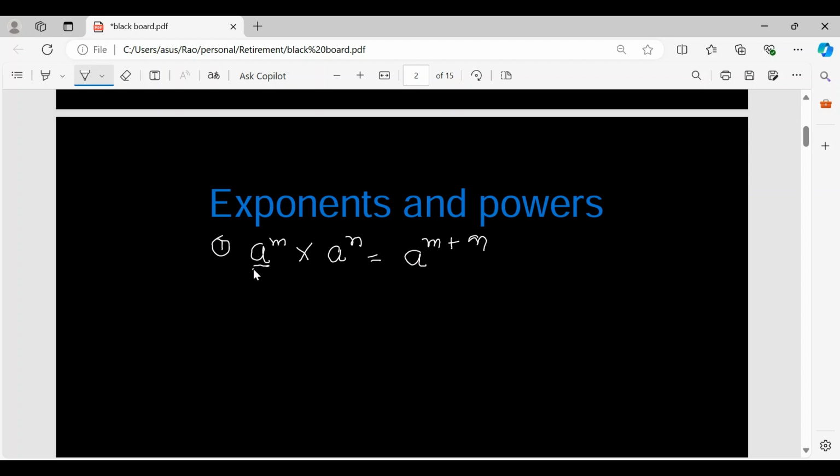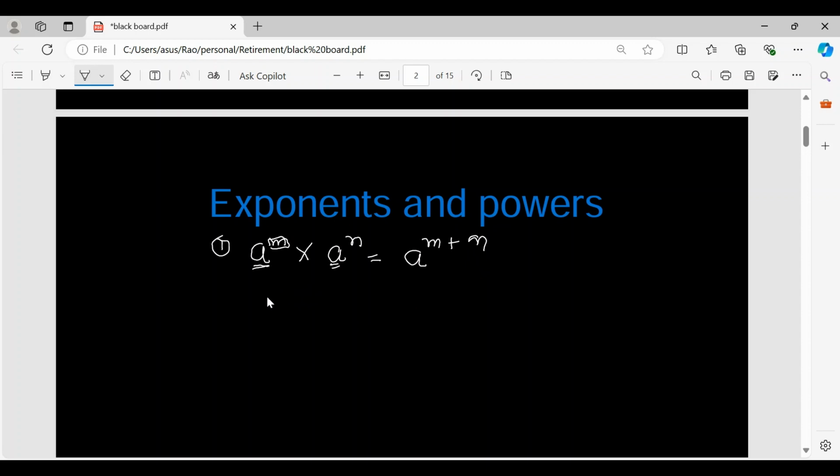This is called the base, and this small number, which is riding on the base, is the power. It means a raised to the power m multiplied by a raised to the power n. It means they have the same bases and their powers are different. In that case, the base remains the same and the powers are added.